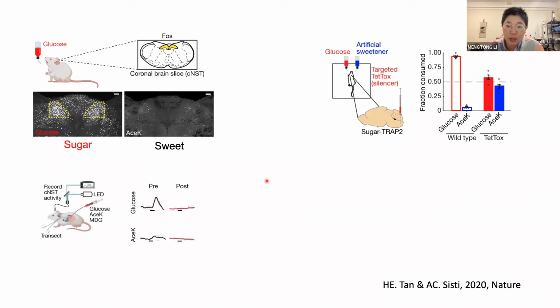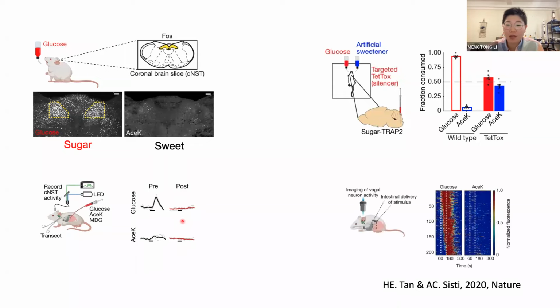Then they monitored the real-time neural activity of the cNST neurons in the brainstem, synchronized with the intestinal delivery of sugar or artificial sweetener. They found that these cNST neurons are activated by glucose, but not by the artificial sweetener. And bilateral transection of the vagus nerve could abolish these responses. So the vagus nerve is a conduit for transmitting the sugar signal from the gut to the brain.